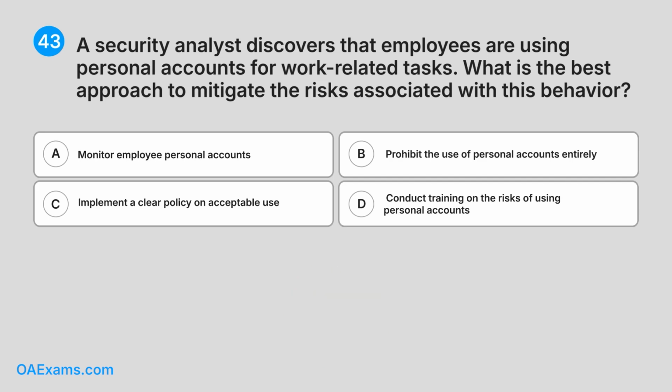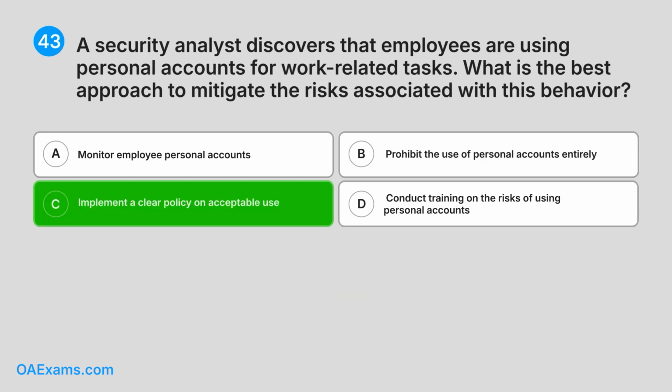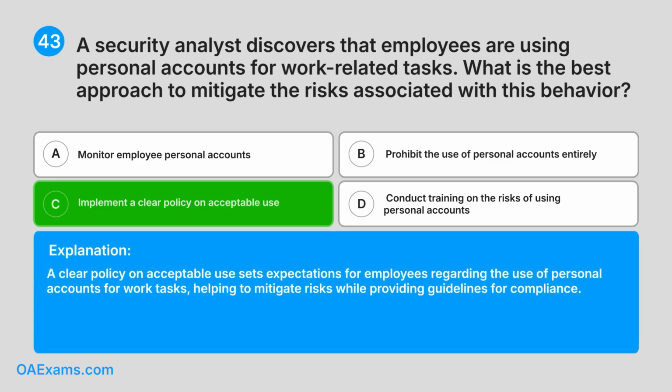Correct answer. C. Implement a clear policy on acceptable use. Explanation. A clear policy on acceptable use sets expectations for employees regarding the use of personal accounts for work tasks, helping to mitigate risks while providing guidelines for compliance.